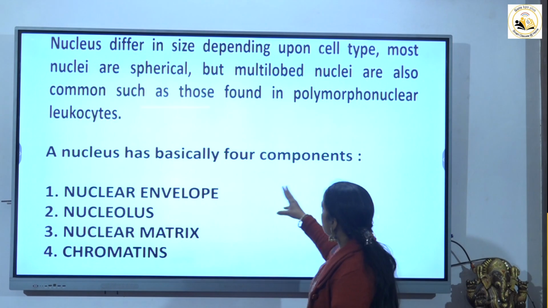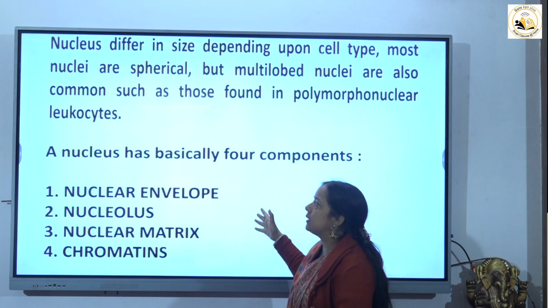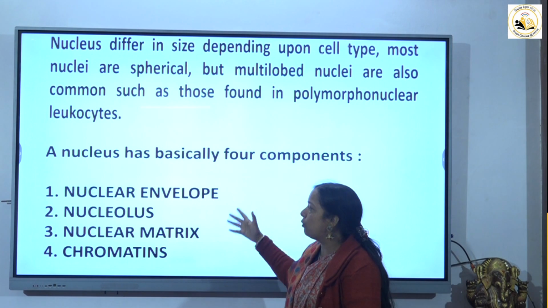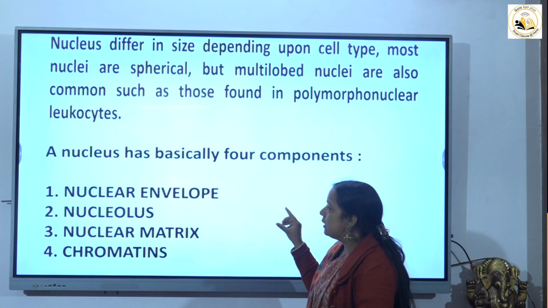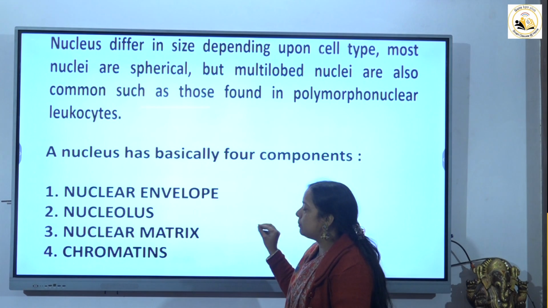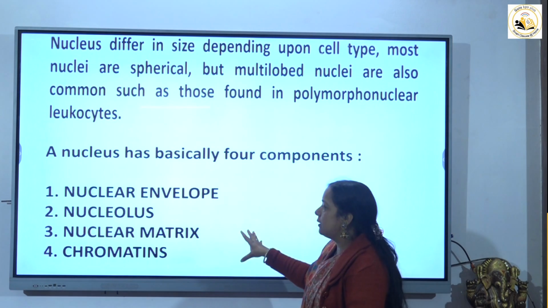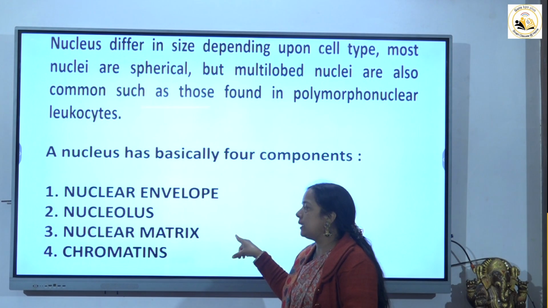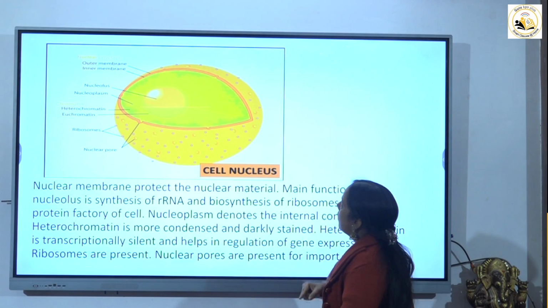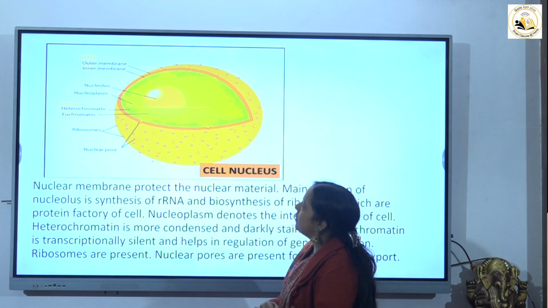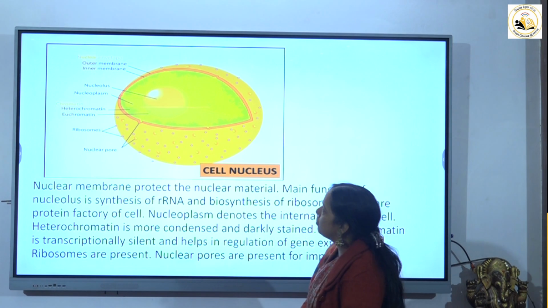A nucleus has basically four components. If we consider the structure of the nucleus, there are four main components: the nuclear envelope, which is around the nucleus; in the center, the nucleolus present inside the nucleus; then the material present inside the nucleus, the nuclear matrix; and chromatin is also present in the nucleus.